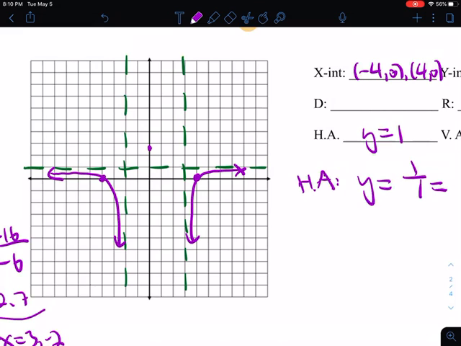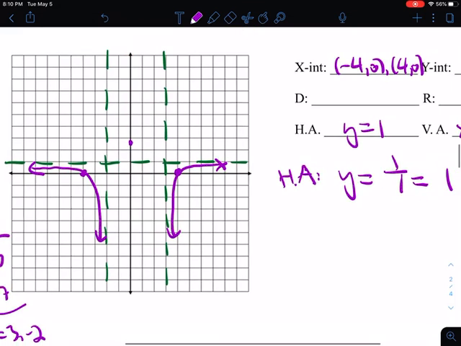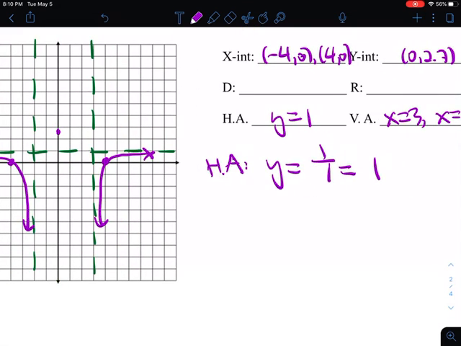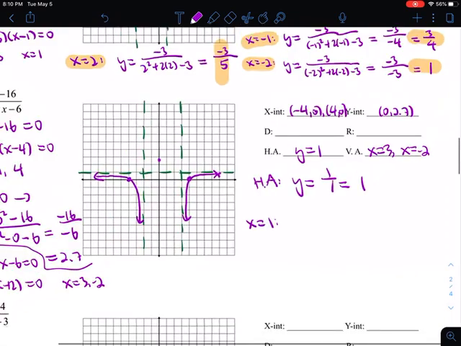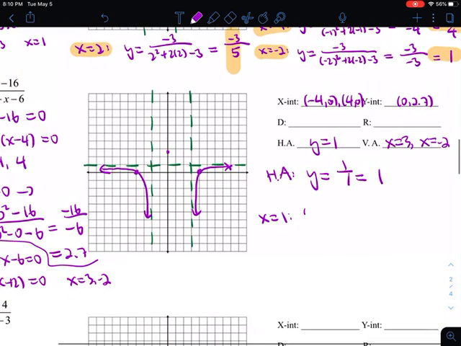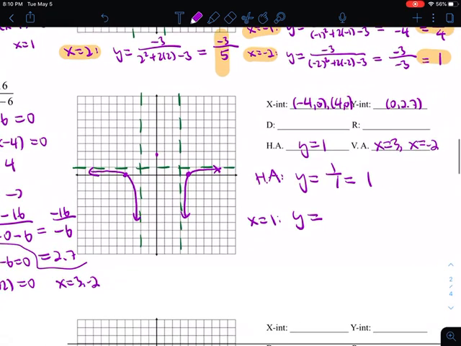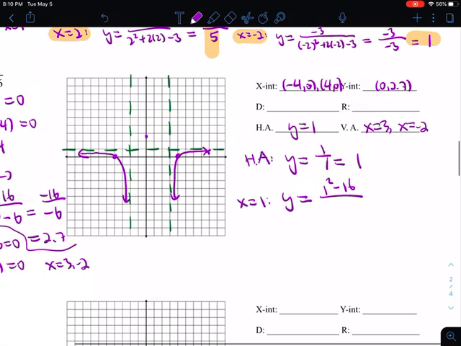But let's say you want to be more sure. You want to pick a few more points just to see what the graph looks like. So let's go ahead and see what happens if we do that. Let's say I want to pick x equals 1 just to be sure. So let's plug that in. I get y is equal to x squared minus 16 over x squared minus x minus 6. So 1 squared minus 16, and then 1 squared minus 1 minus 6.